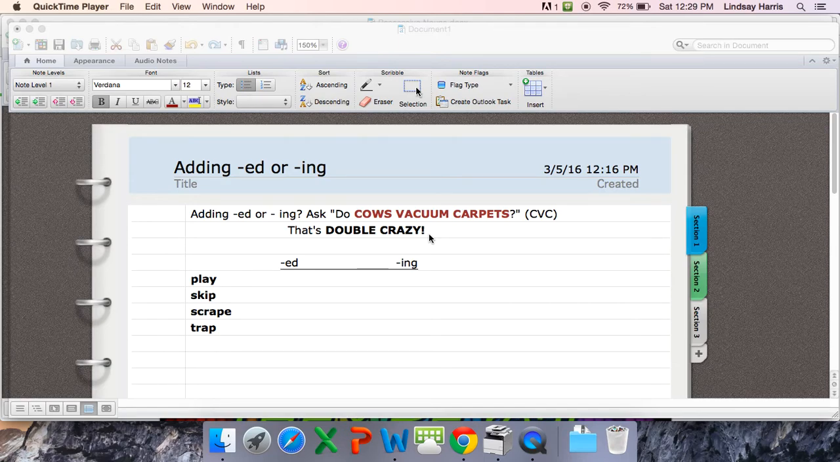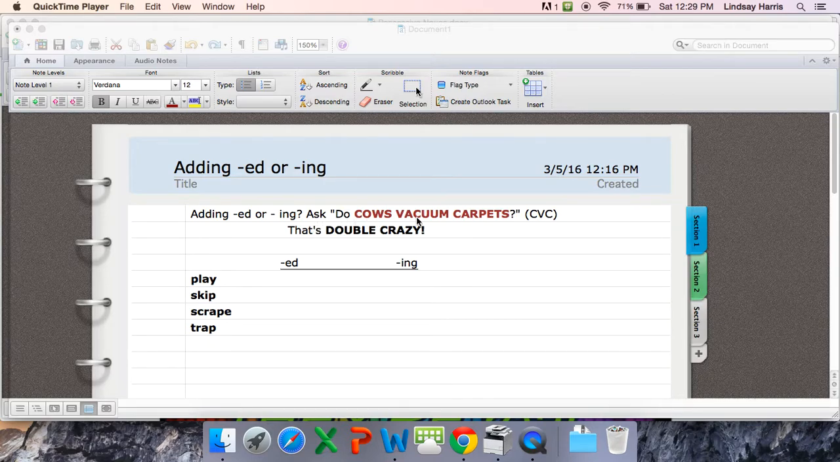Okay, we're going to do a little more practice with our spelling rules that we did at the beginning of the year, just so that we don't forget them. So we're going to start with adding ed or ing, because sometimes we need to make a word past tense and add ed, or sometimes we need to talk about how it's happening right now and we add ing. So we have to sometimes change the spelling of the words when we do this, and I want you to ask yourself a crazy little question.